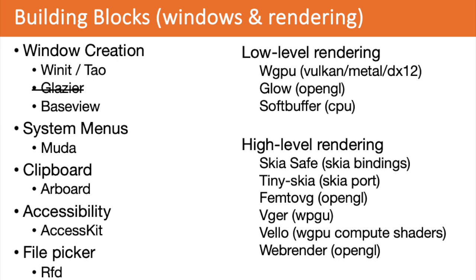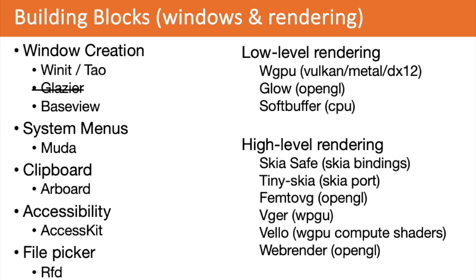What we also do have is a bunch of low-level rendering options. WGPU is like the star of the ecosystem at the moment, which is an abstraction over Vulkan, Metal, and DirectX 12. And you can also run it on the web because it's the basis of WebGPU. But there are also OpenGL bindings and CPU rendering support. And there are a bunch of higher level libraries where, rather than writing shaders yourself, you can say, I'm going to do a rectangle or some text or an image or whatever.